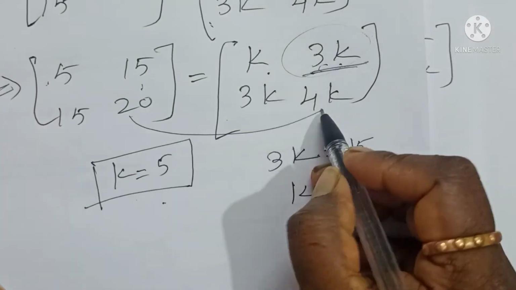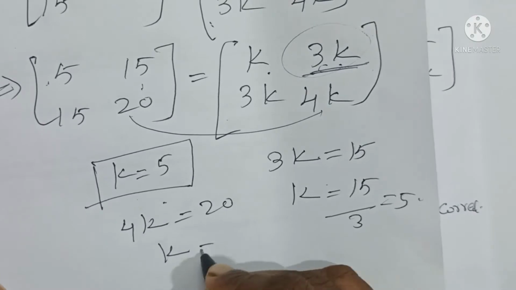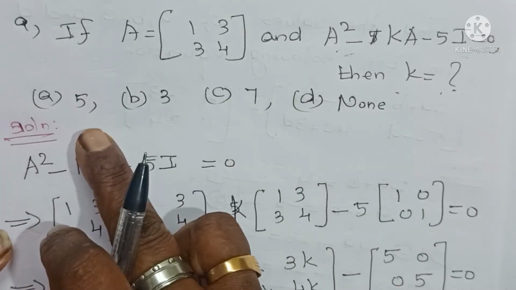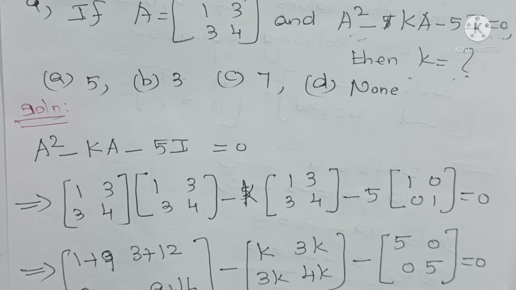If you take 20 is equal to 4k, 4k is equal to 20, again you will get k as 5. So what is the answer? k is equal to 5. So option A is correct. I will show these questions and answers. If you want, you can write them down.